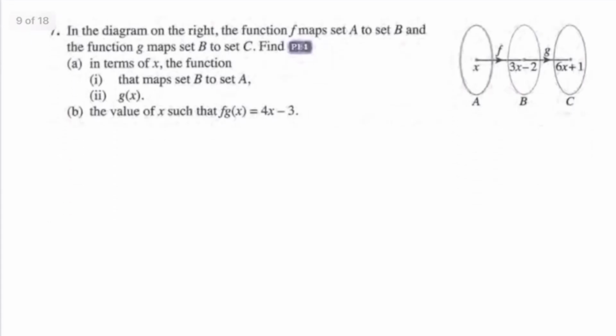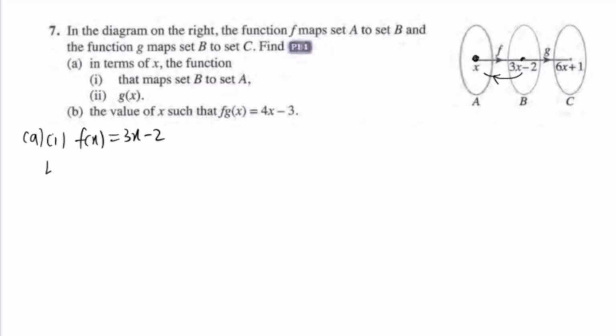Question number 7. So here we have a diagram that maps function f, yeah, that maps set A onto B, and B onto C. So we're going to find, in terms of x, the function that maps B onto A. Okay, so first of all, look at A onto B. A onto B means x onto 3x minus 2. So this function is f(x), and f(x) basically is 3x minus 2. So when you want to map from B onto A, we're actually going backwards. So we are actually finding f inverse x.